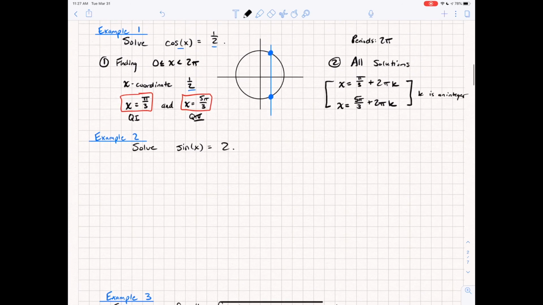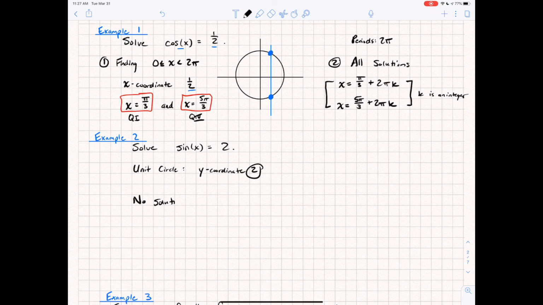All right, let's look at example 2. Solve sine of x is equal to 2. All right, well, again, from the unit circle, I am looking for where there is a y coordinate of 2. Well, this should cause some problems. Do you have a y coordinate of 2 on the unit circle? I mean, you at least don't have a y coordinate of 2 for any of the special angles. So does that mean that it's a non-special angle? Well, the answer to this is actually no solution.